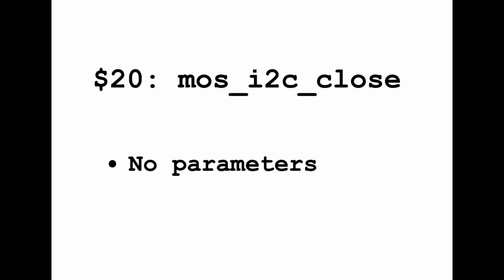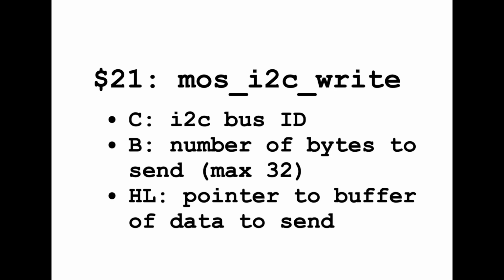The i2c close command is really simple. It takes no parameters and simply closes the bus. The i2c write command is where it starts to get a little bit more complicated. We put the bus ID of the slave we want to communicate with in the C register, and in the B register we put the number of bytes we actually want to send to that slave. There's a maximum of 32 allowed. The bytes we're actually going to be sending are stored at a location which is pointed to by the HL register. So we'll normally set up a buffer for where we want to store that.